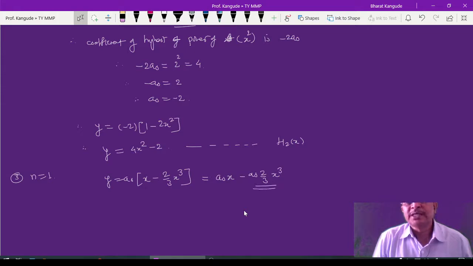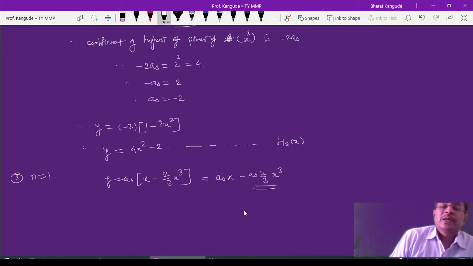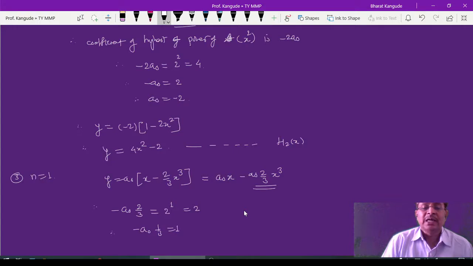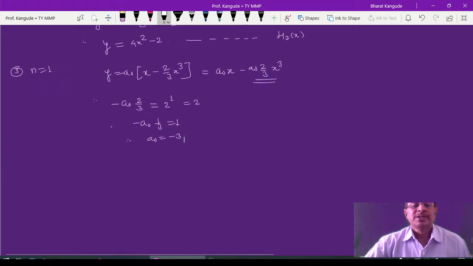So this is the highest power of x. So equate this coefficient, minus a0 into 2 by 3, to 2 raised to 1, since n is equal to 1, that is equal to 2. And therefore I'll get minus a0 into 1 by 3 is equal to 1, and that gives me a0 is equal to minus 3.